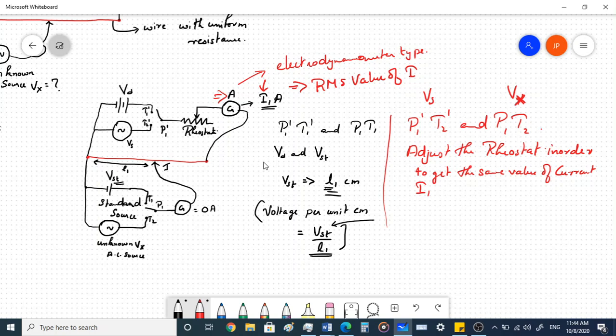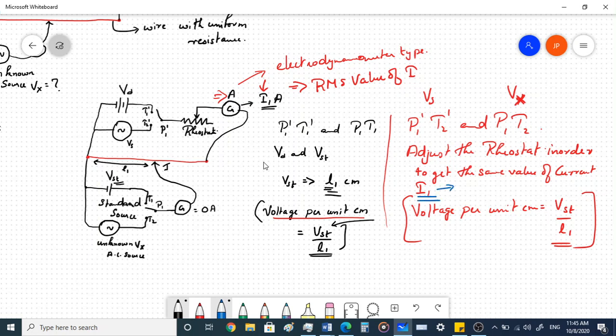And therefore the same voltages will produce the same currents, which will produce the same voltage per unit centimeter on the potentiometer wire, which is VST by L1. Now to get the same voltage per unit centimeter, the first thing you need to ensure is that the current I1 is maintained in the circuit. So in order to get the same current I1, we'll have to adjust the rheostat that is there over here. This rheostat you'll have to adjust in order to get the same value of current I1 which we got in the previous setup, so that you will get the same voltage per unit centimeter on VST. Now the voltage will also be the RMS voltage.